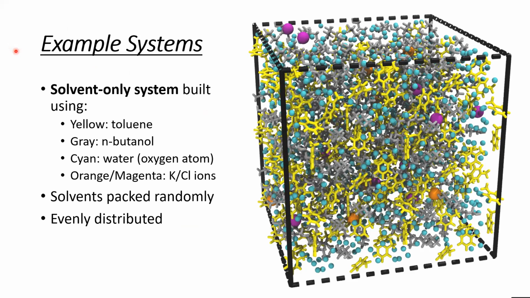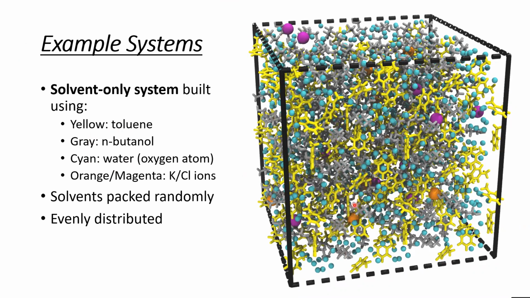So here's an example of a box containing a bunch of different solvents and also some ions. So there's potassium, I think that's the orange ones. There's chlorine, which I think is the purple ones. I'm showing the oxygen atom of water as this cyan ball here. And then the gray stuff is butanol, and then the yellow stuff is toluene.